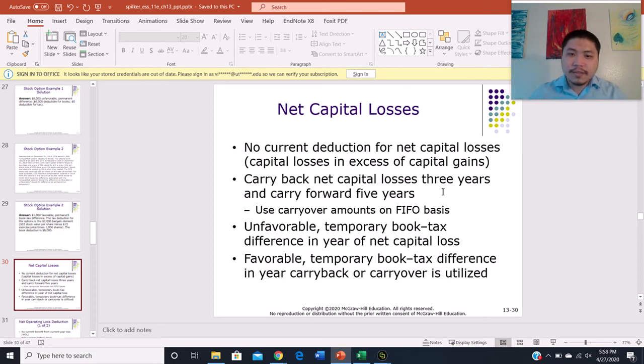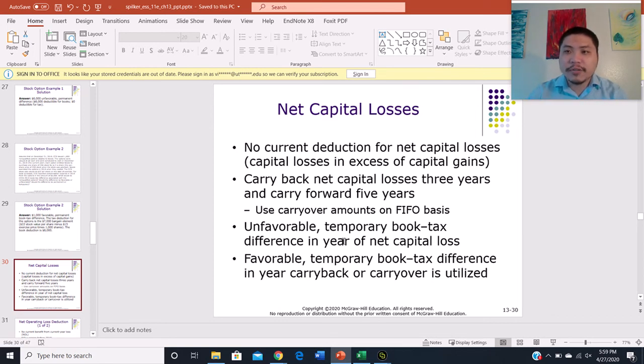For the year that they incur the net capital loss, it's going to create an unfavorable temporary book tax difference, right? Because they cannot deduct the leftover net capital loss, because the company can only deduct capital loss to the extent of capital gain. So the net capital loss cannot be deducted in the year that the loss occurred, right? But because it can carry forward, this difference is going to be reversed either in the future or in the past. So that's why it's temporary, right?